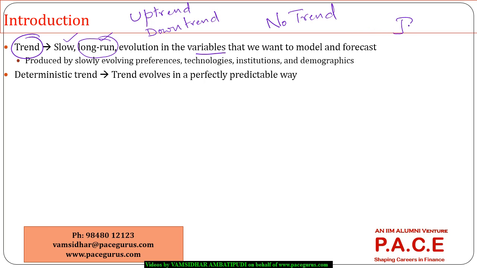Let's say I want to model the price. I'm looking at month over month or year over year. How are the prices typically evolving? Right? It's a gradual, slow increase or a decrease over a long run. So generally, trend is produced by evolving preferences. The customers' buying behaviors change. So based on that, overall, in a long run, I see that the sales of a particular product will typically go up or go down.